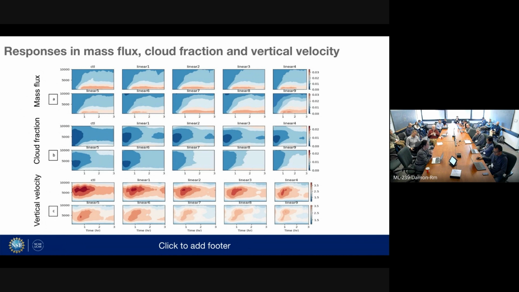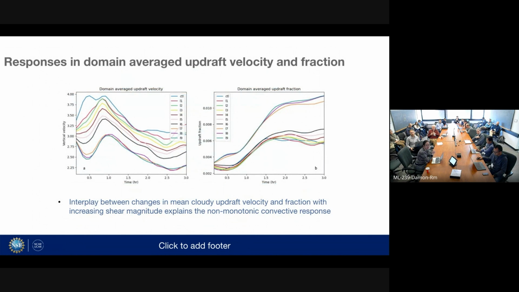So we actually observe an opposing mechanism between increasing cloud fraction and decreasing vertical velocity once we impose the vertical wind shear into the convective system. We can see that even more clearly if we plot the domain average updraft velocity and updraft fraction. Going from the L1 to L9 case, despite the varying temporal trends, the updraft velocity generally decreases as we increase the vertical wind shear magnitudes.